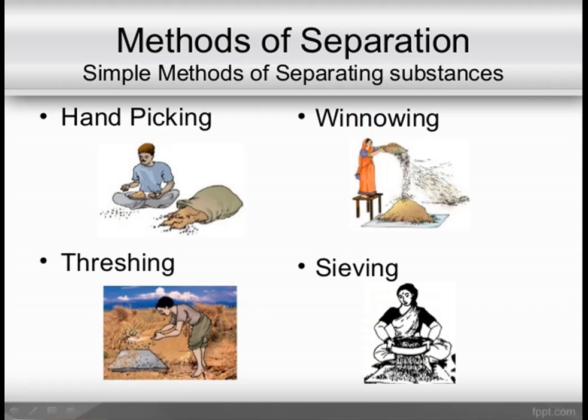Today we are going to learn the topic, methods of separation. These are the simple methods of separating substances: hand picking, winnowing, threshing and sieving, etc. We will discuss some simple methods of separating substances that are mixed together. You may come across some of these methods being used and seen in your day-to-day life.